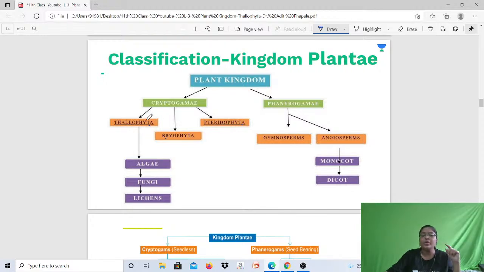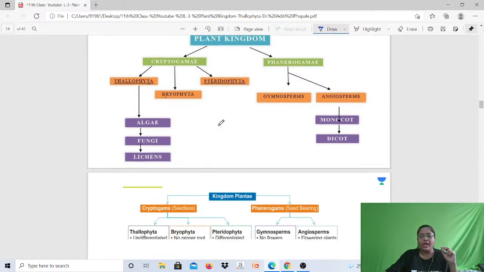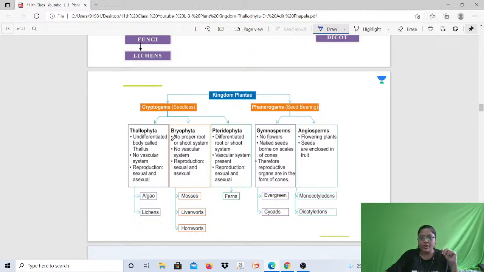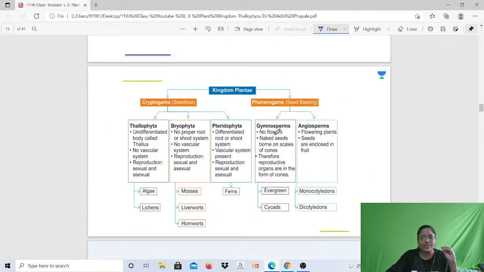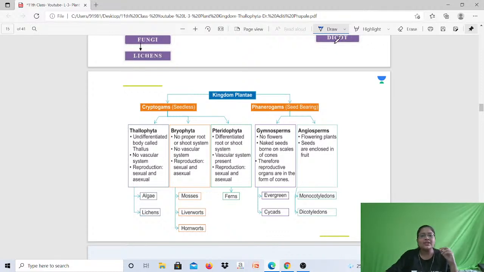Today, we will be discussing plants belonging to Thallophyta and Bryophyta divisions. Then phanerogams, we have gymnosperms and angiosperms. Again, angiosperms are further classified into monocots and dicots. And here Thallophyta is classified into algae, fungi and lichens. Now certain characters, in short, I have also mentioned in this particular chart. So let's quickly have a look at this chart. It is very important. I would suggest you learn by heart this first chart as well as the second chart. Okay, chalo, let's begin.